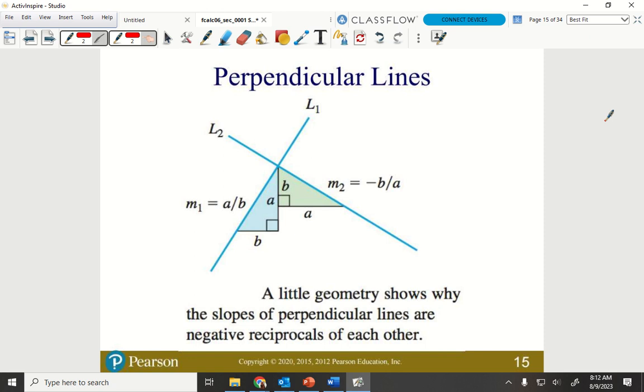Now, when we talked about this yesterday, we have perpendicular lines. The symbol for perpendicular is the upside down T. If the slope of M1 is A over B, perpendicular to that would be opposite, so this is positive, the other one's negative, so it's negative B over A. So opposite and reciprocal, they've got to have both of those. They are going to be perpendicular to each other.